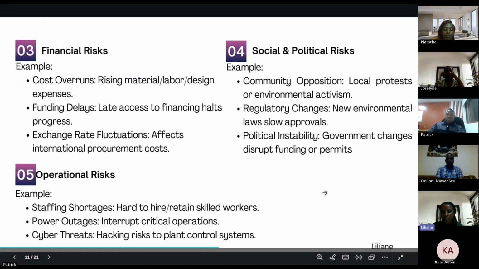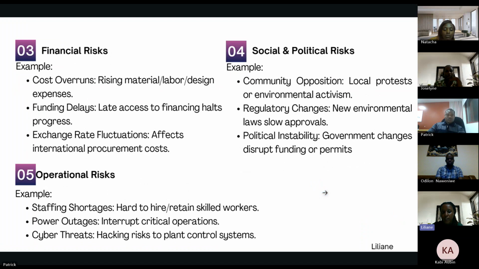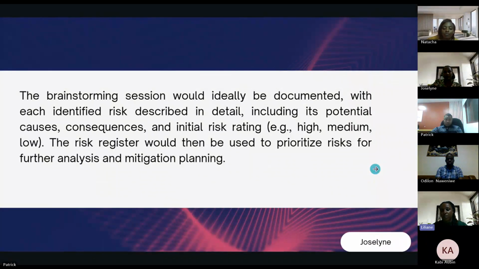The third is the financial risk. It could be the cost of a loan, funding delays, and exchange rate fluctuation that could affect the international procurement cost. And the fourth risk is social and political risk. Here the examples are community opposition, regulatory change, and political instability. Also, there is another risk, which is operational risk. The examples are staffing shortage, power outage, and cyber threat. Let me call my friend to continue.